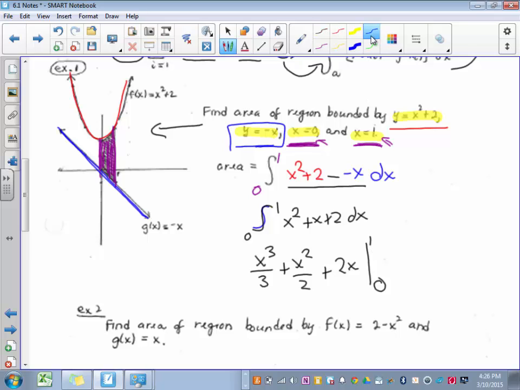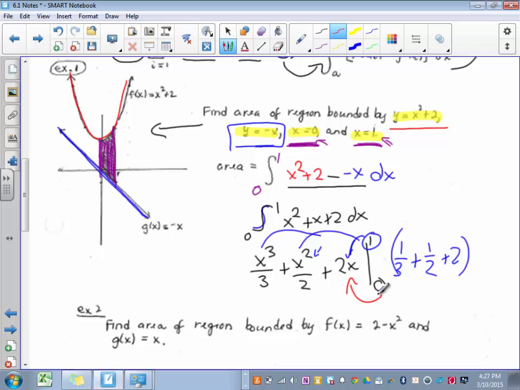So now that we've done that, let's take this 1 and plug it in here, here, and here. When I plug the 1 in there, I get 1/3, plus, for this one, I get my 1/2, and for this one, I get my 2. Okay, that's plugging that in there. And now let's plug the 0 in here.